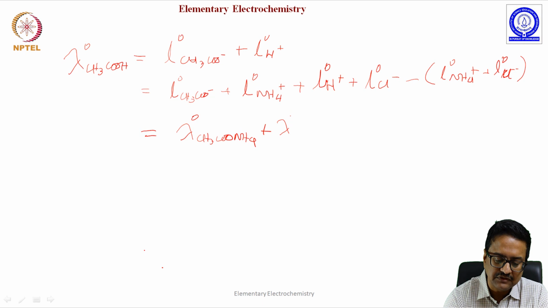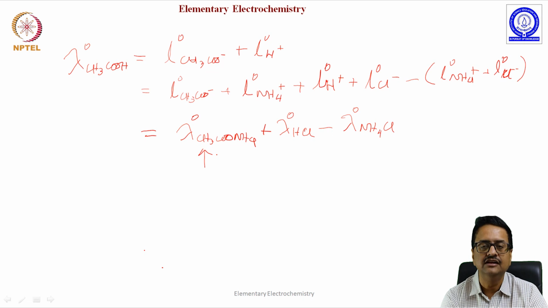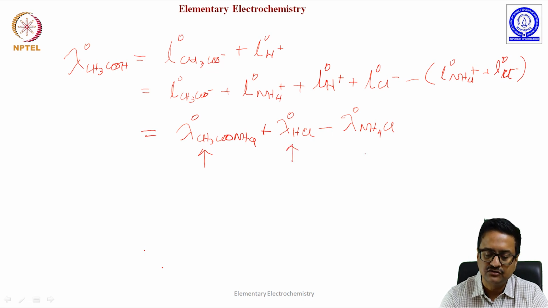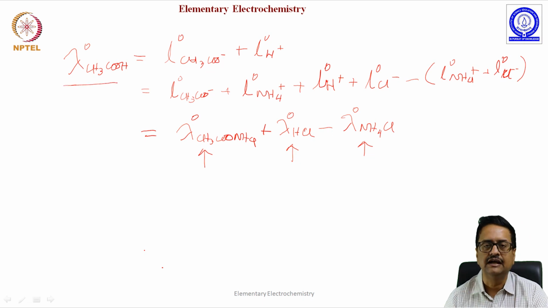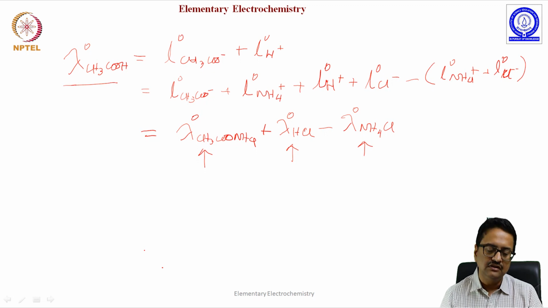plus lambda 0 for HCl minus the lambda 0 for NH4Cl. So, if one can determine the equivalent conductance at infinite dilution for these three strong electrolytes, then one can determine the lambda 0 for this weak electrolyte. So, for any weak electrolyte, one has to determine its lambda 0 value in this way, correct?